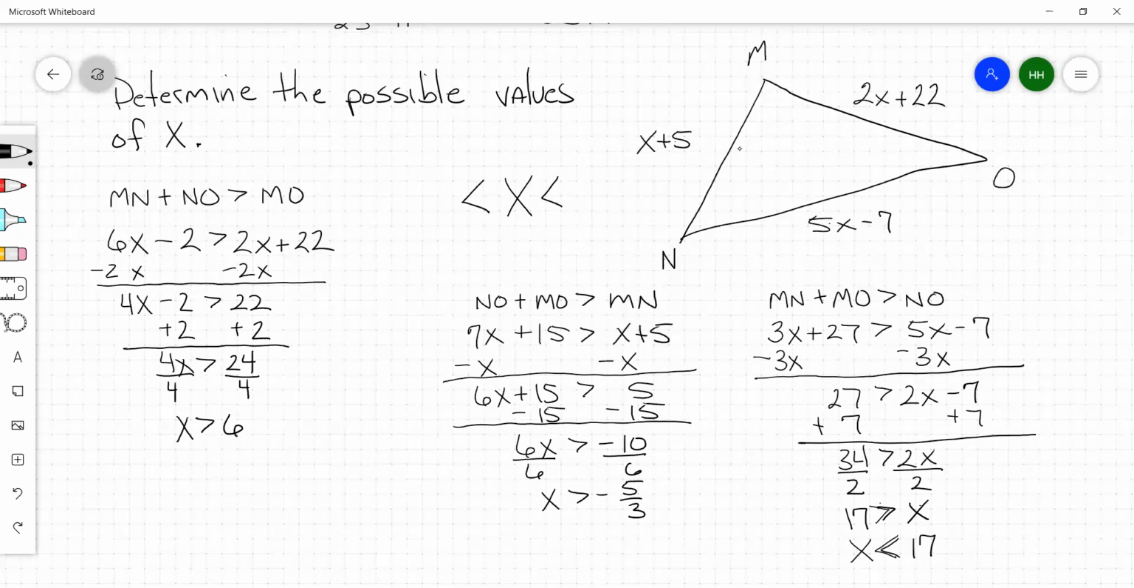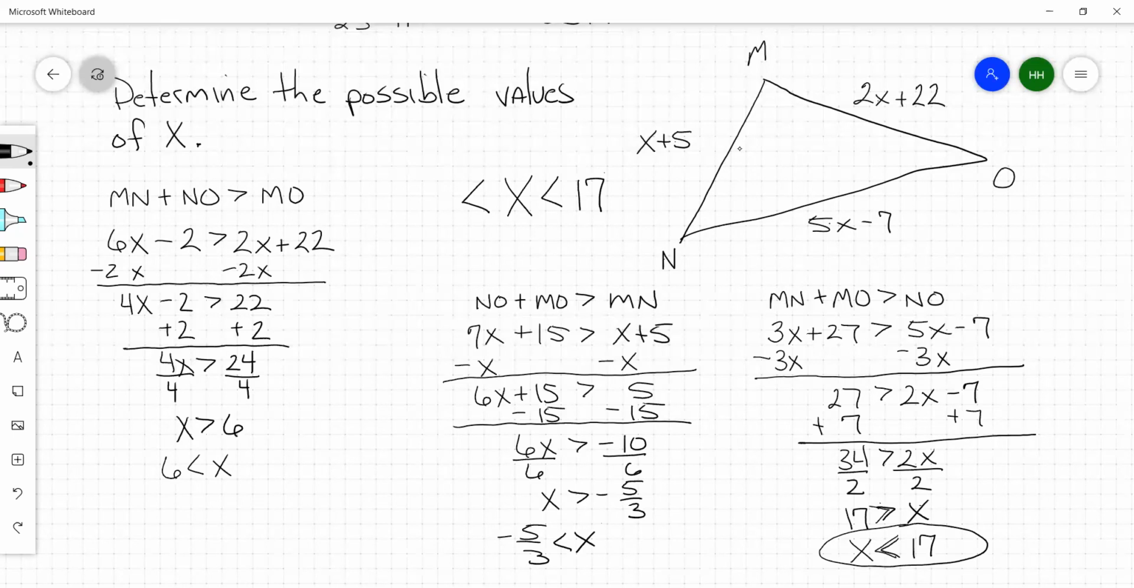Because this says that 6 is less than x, and this says that negative 5/3 is less than x, doesn't it? All right, so we can only use this as the top of our range. So this is 17. So now we got to figure out if 6 is the bottom of the range or if negative 5/3 is. Okay?